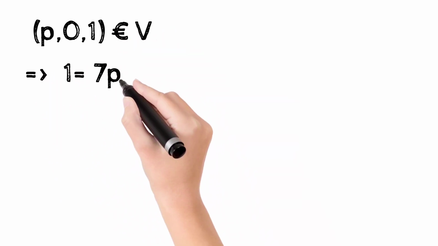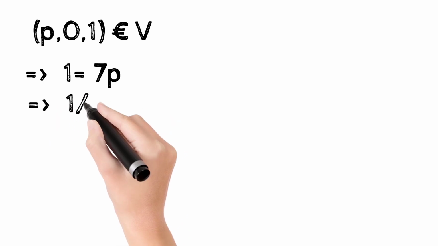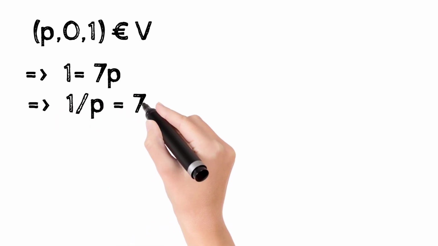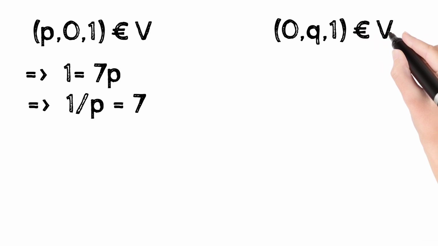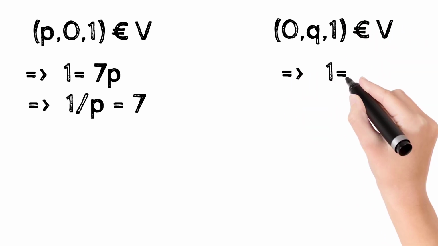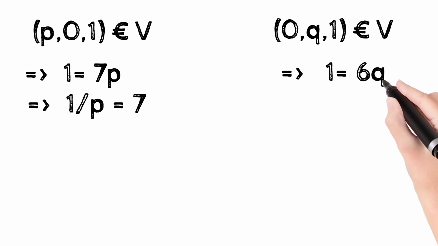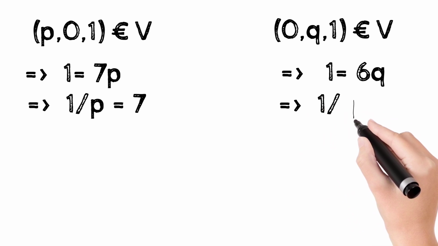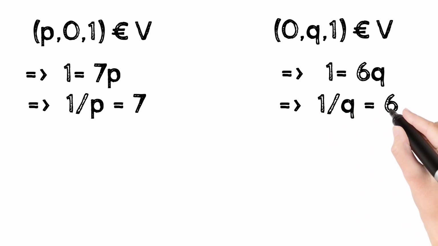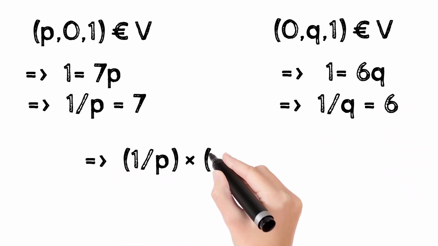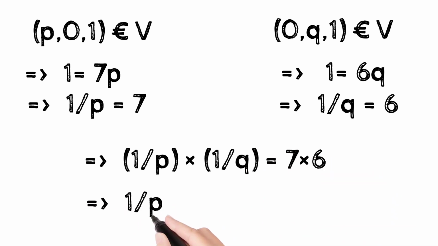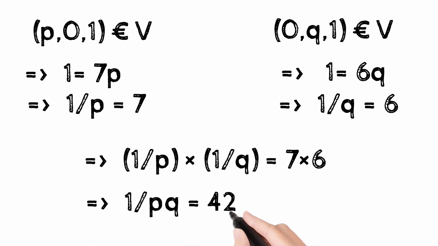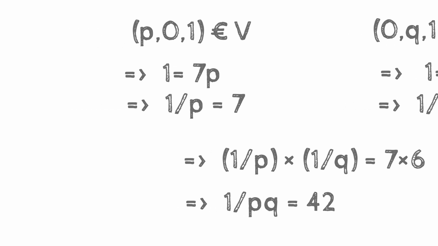So here's the solution: (p, 0, 1) belongs to V. Please remember that it is the sign of belongs to. Then 1 = 7p, so 1 upon p = 7. Similarly, (0, q, 1) belongs to V, so 1 = 6q, 1 upon q = 6. Then by multiplying these terms, 1 upon q into 1 upon p = 7 into 6. So 1 upon p into 1 upon q is 1 upon pq, which equals 7 into 6 = 42.